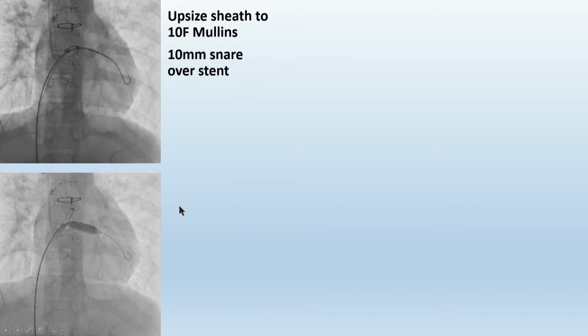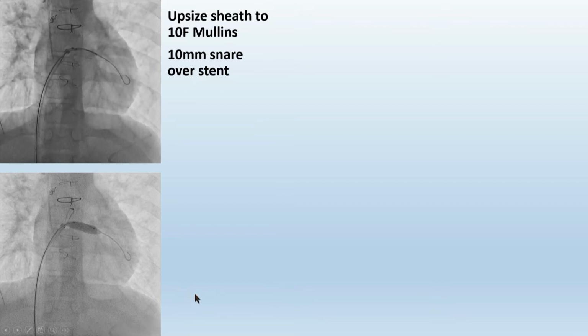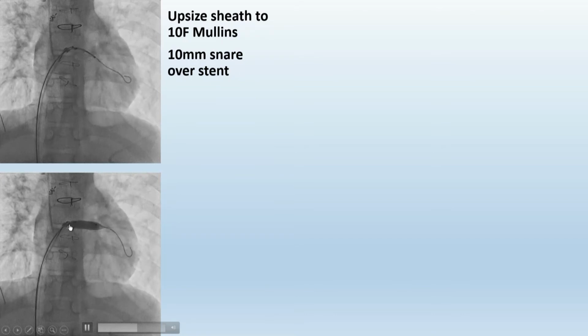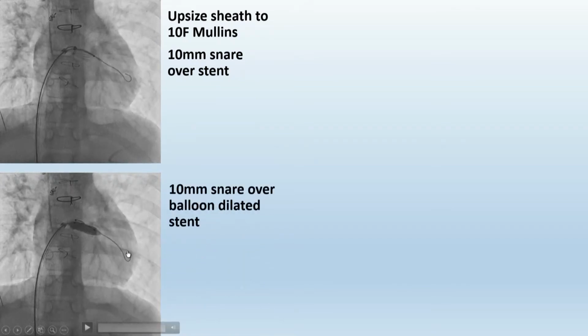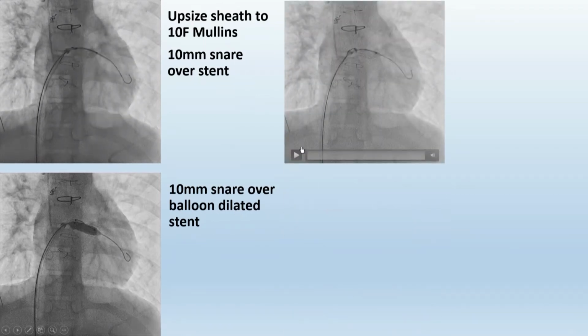So what can I do? I crossed the snare again, but this time I inflated the balloon, and then tried again to advance the snare over the balloon. The first time I failed again, I think because the snare got stuck in the stent, but don't stop.